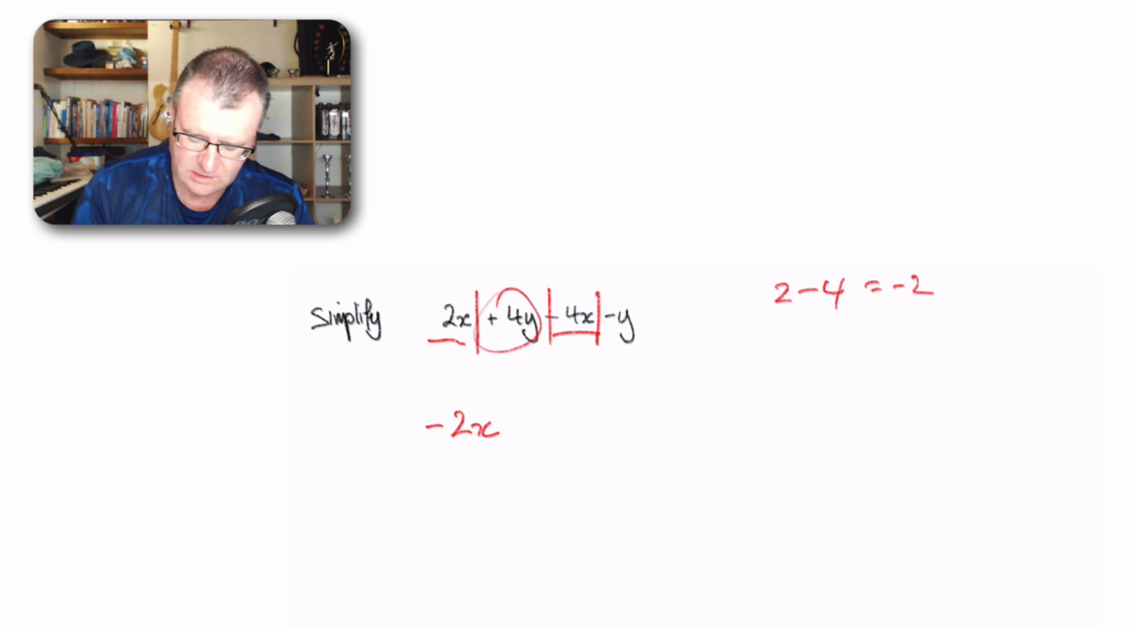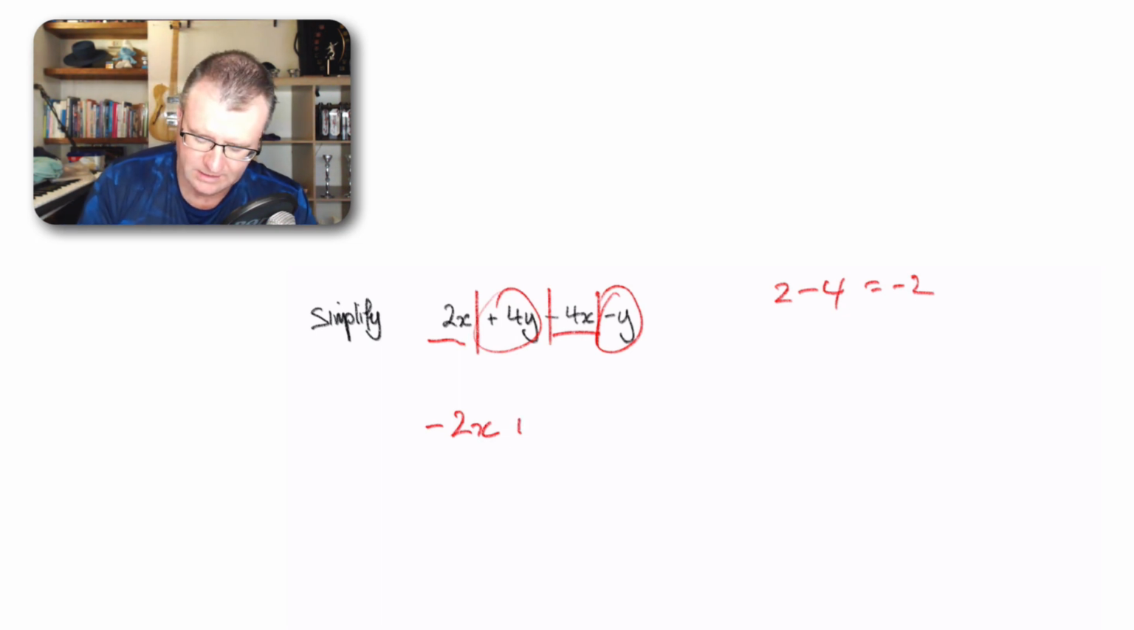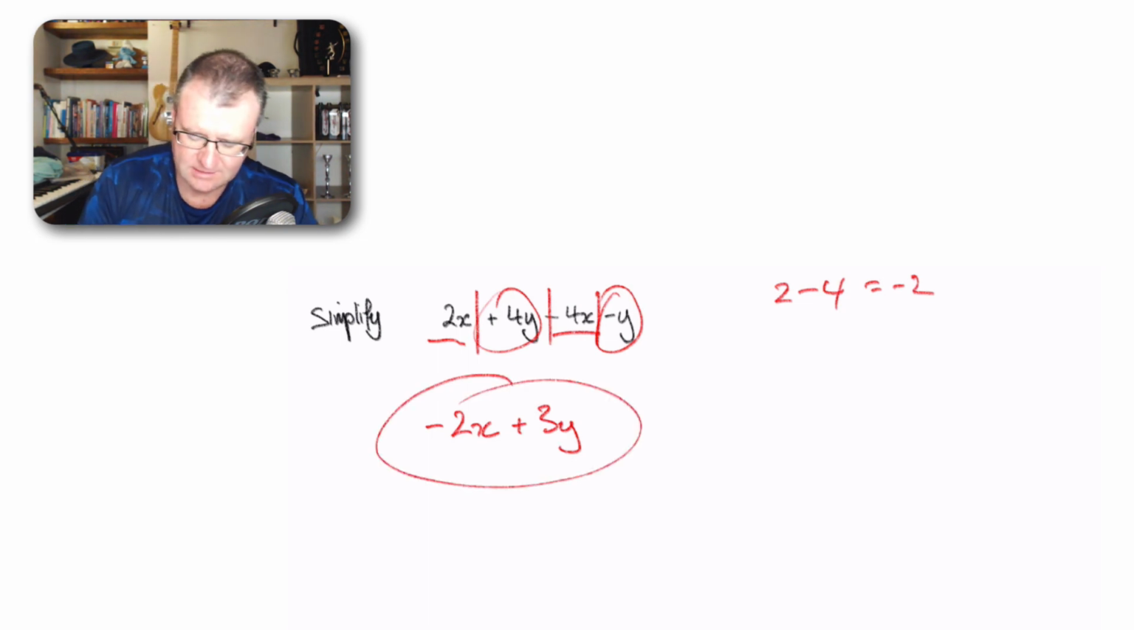I can also see that these are like terms. I've got 4 y's, I take a 1 y, I take away 1 y, and that leaves me with 3 y's. So that is the simplified expression.